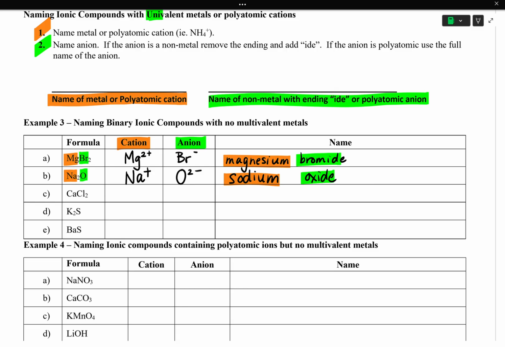Okay, so let's pause the video here and give it a try and see if you can do the next 3, C, D, and E. Okay, so you're finished. Let's go over the answers. So, Ca, calcium, Ca2+. Cl, there's 2 of them, but each chloride ion has a 1 negative charge. This would be calcium chloride.